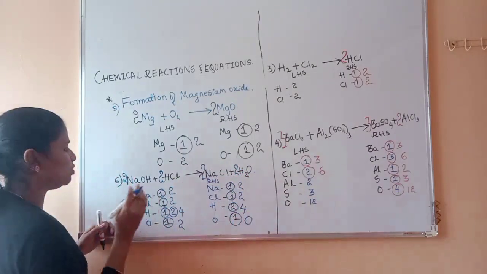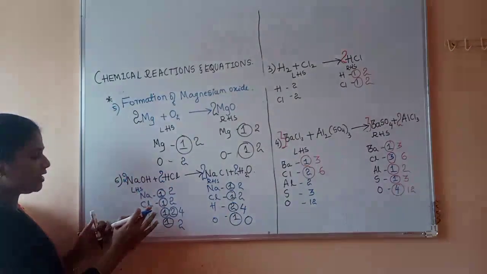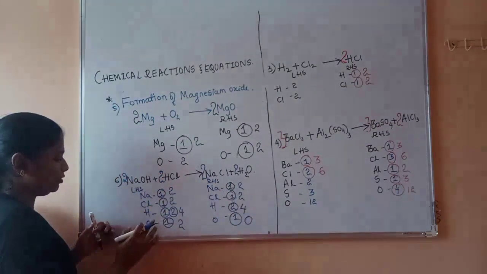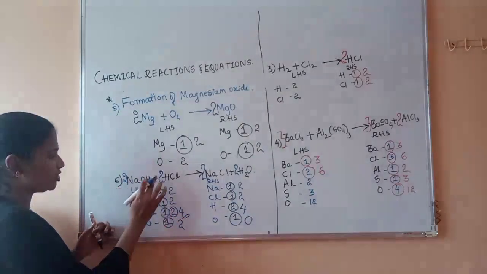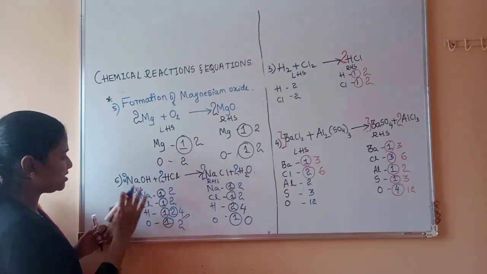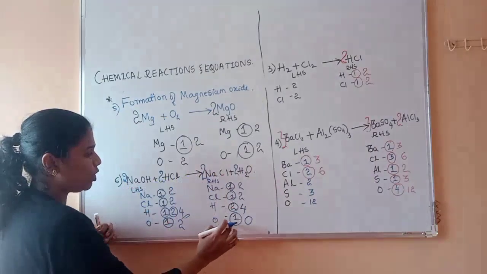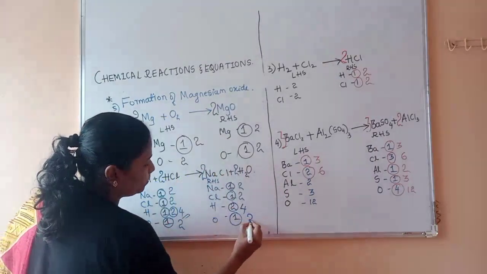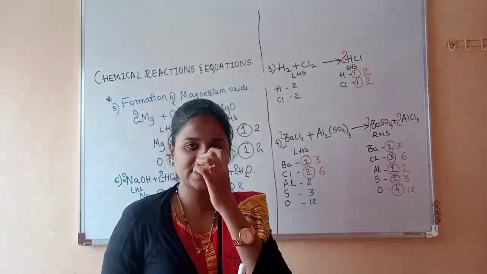So when you check now, 2Na, 2Na. Okay, chlorine 2, chlorine 2. Hydrogen, it's finally 4. 2H, 2H, 4. 2 2s are 4. Oxygen, 2O, 2O. So oxygen 2, oxygen 2. Okay, this is how we have to balance an equation.